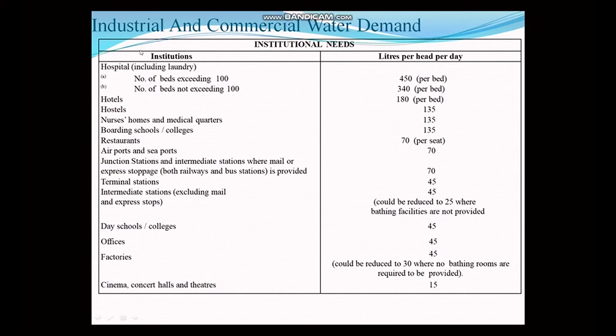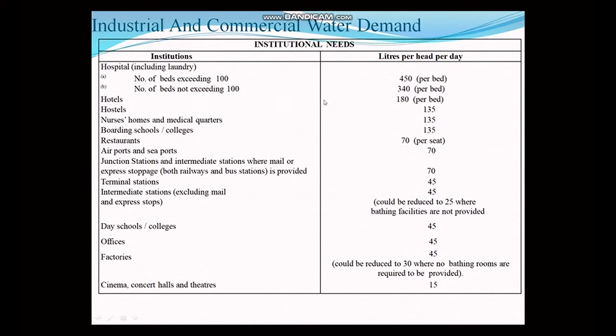Here I have mentioned several industrial and commercial institutes, and here is the list of water requirements as per the IS 1172 of 1973 standards for commercial and industrial purposes. The first one is hospital. Having bed number more than 100, the required water supply is 450 liter per bed per day. So it's not measured in liters per head per day. And the hospitals having beds less than 100, the required water demand is 340 liter per bed.